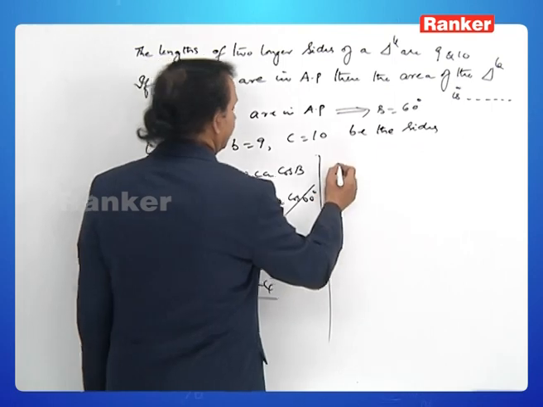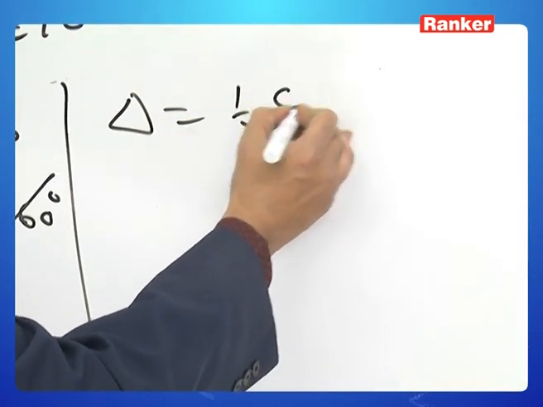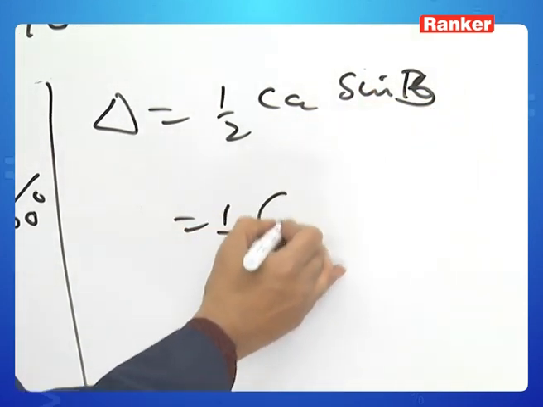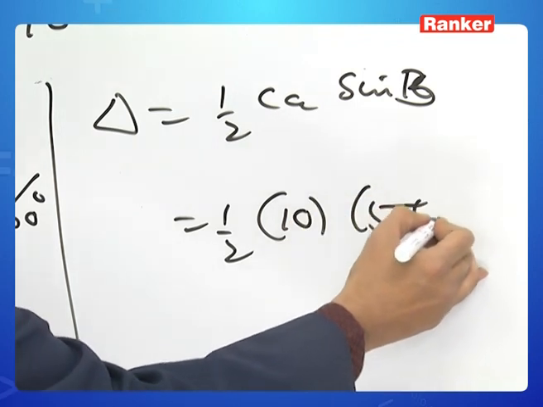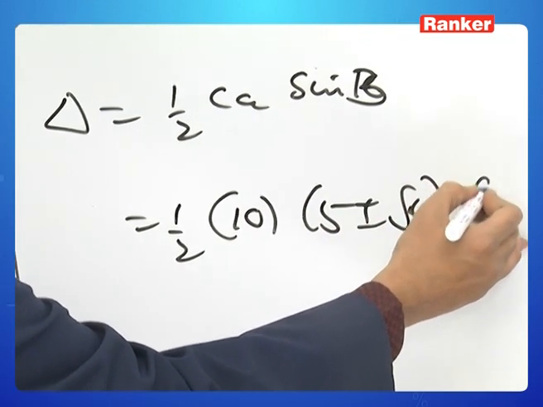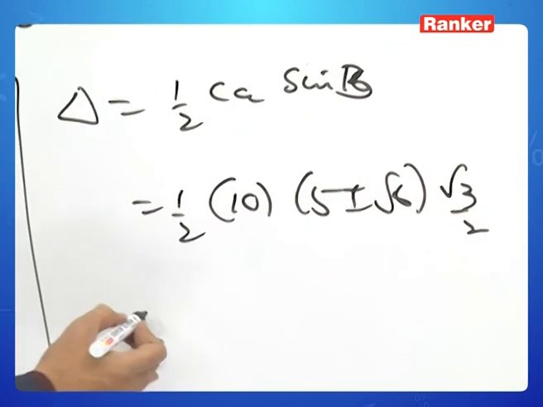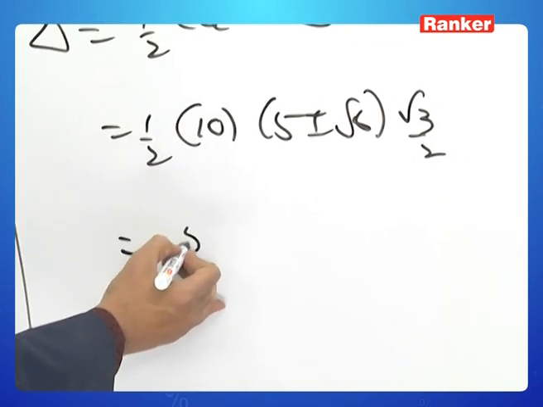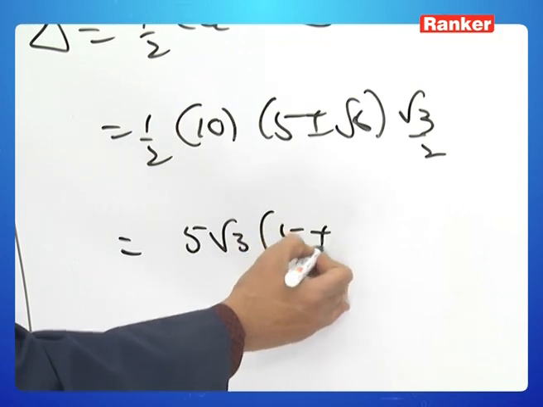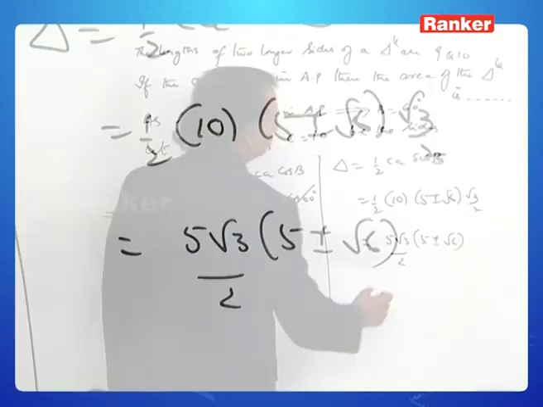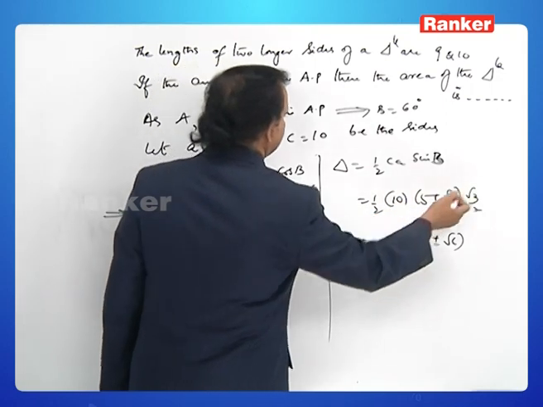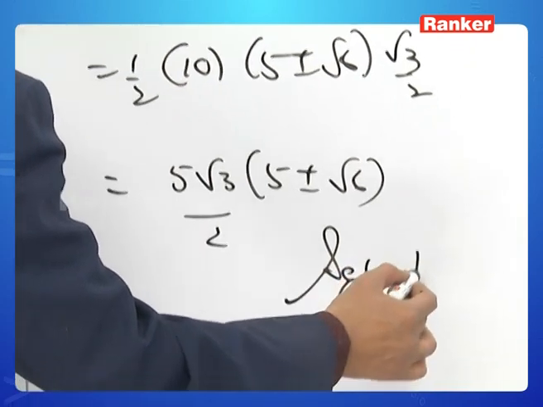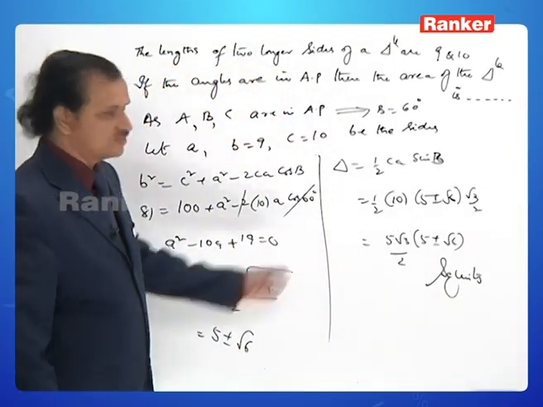Okay, a is known. Delta is therefore equal to half ca sine B. Half, what is c? 10. What is a? 5 plus or minus root 6. What is sine B? Sine 60 degrees is root 3 by 2. So that it is 5 root 3 into 5 plus or minus root 6 by 2. 1, 2 is cancelled. So many square units is the answer. That is the right answer.